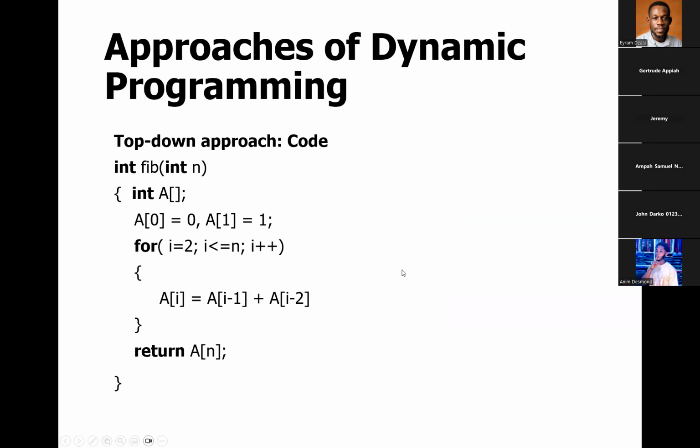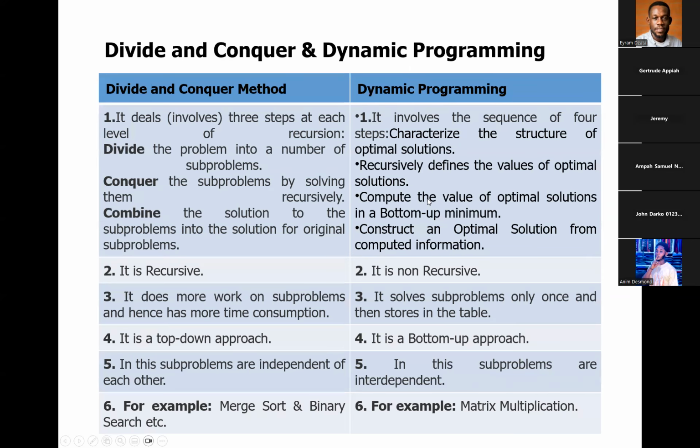So this is the approach, this is the difference. There's also the divide and conquer approach, which is different from dynamic programming. The divide and conquer approach requires 3 steps: you divide, you conquer, and then you combine. But dynamic programming involves a sequence of 4 steps, which starts with characterizing the structure of the optimal solution.